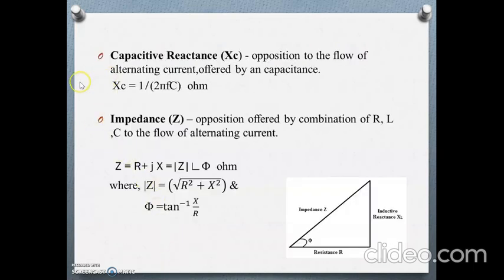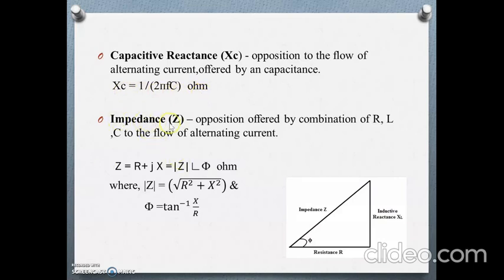Then capacitive reactance XC. It is the opposition to the flow of alternating current offered by a capacitance. XC is equal to 1 upon 2 pi fC, where f is the frequency of supply and C is the capacitance value in farad. This is the capacitive reactance XC, measured in ohm.